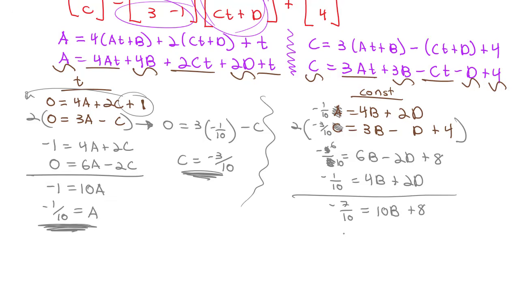If I subtract 8 from both sides, that's 80/10. So negative 87/10 equals 10b. So b is equal to negative 87 over 100.